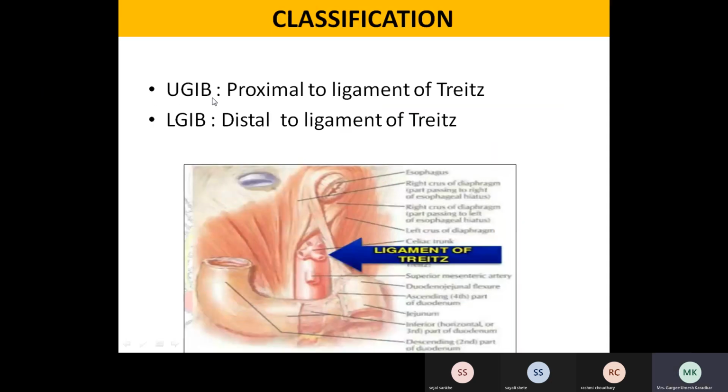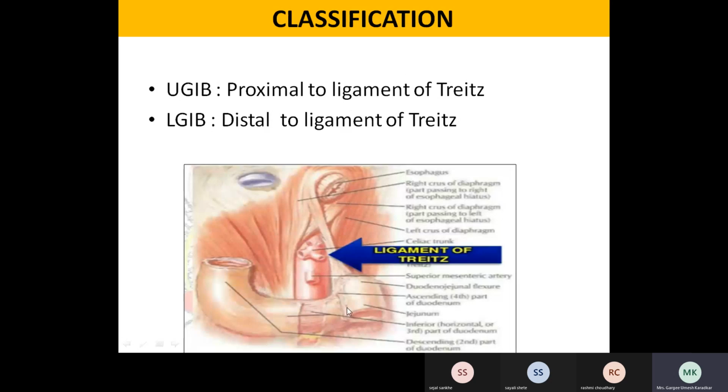See, when you have gastrointestinal bleeding, it is classified as upper GI bleeding and it can be a lower GI bleeding. Okay, how they decide on whether it is upper GI bleeding or lower GI bleeding is based on this. That is the ligament of Treitz.